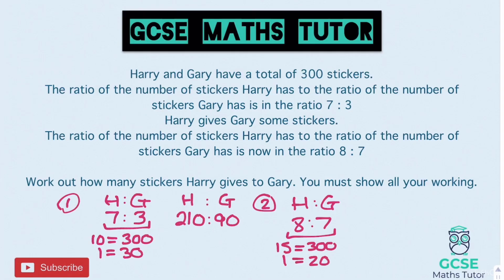And if we share that out, Harry to Gary, 8 times 20 gives us 160, and 7 times 20 gives us 140. So there we go, let's have a look. How many stickers does Harry give to Gary? Well, Harry goes from 210 to 160.